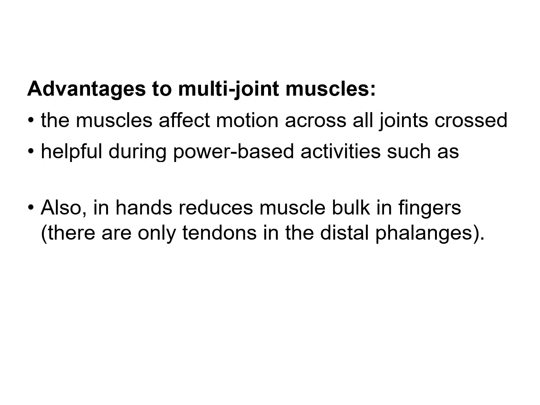These are our two-joint muscles. These bring a good example of what we're going to start talking about: active and passive insufficiency. The muscles that affect motion across all joints crossed are our multi-joint muscles. They're helpful during power-based activities such as jumping and sprinting. Also in the hands, they reduce the muscle bulk in our fingers. Once again, we do have muscles in our hands and fingers, but they're smaller. If we had really big muscles in our hands and fingers, we couldn't use them, because the muscles would get in the way.